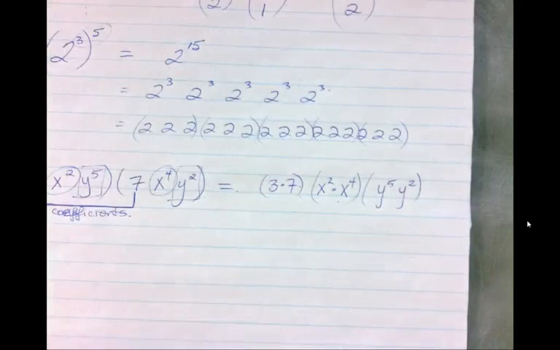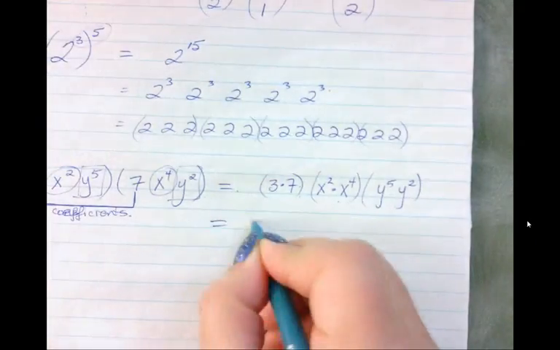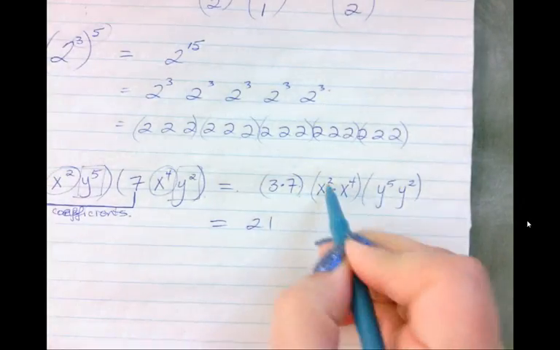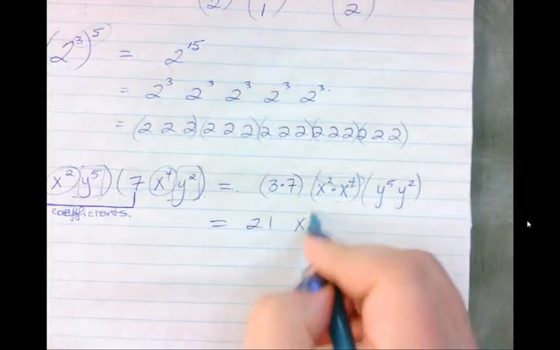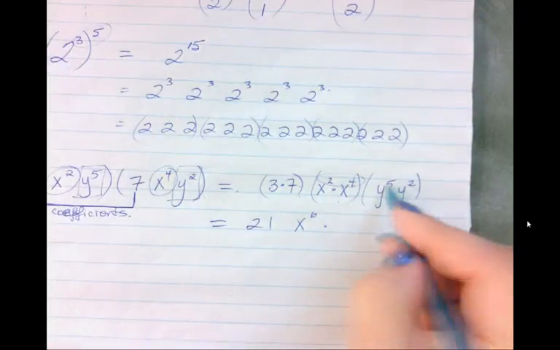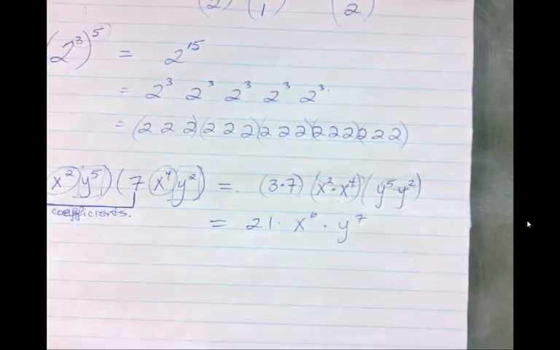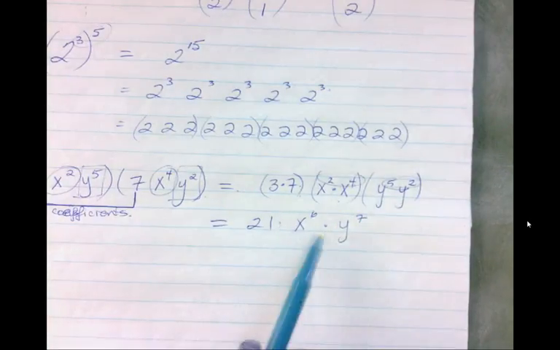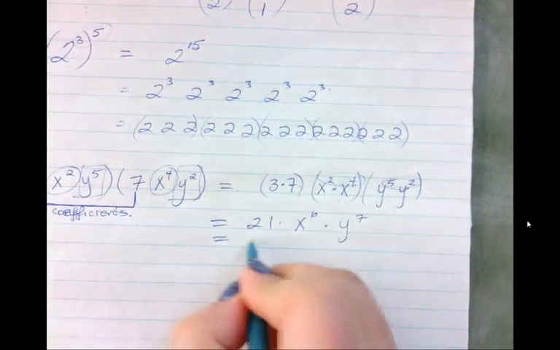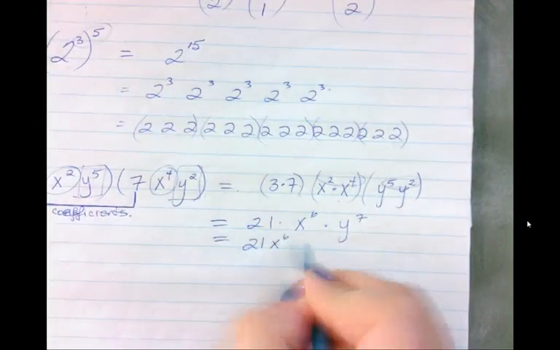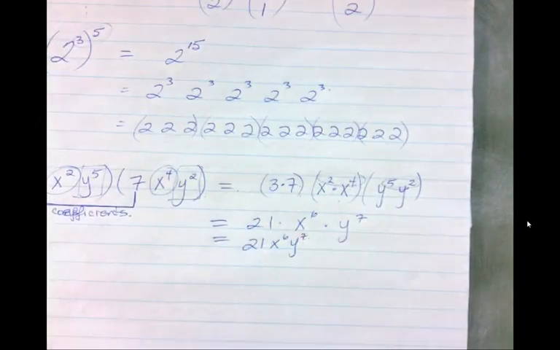So you want to perform those operations that are there. So that's going to be 21, and then I add these exponents, x to the power of 6 times, add those exponents together, y to the power of 7. So that's what my answer would be, and it would be multiplication in between each. So I can write it out a little closer just so that they're sitting cozier together. Okay?